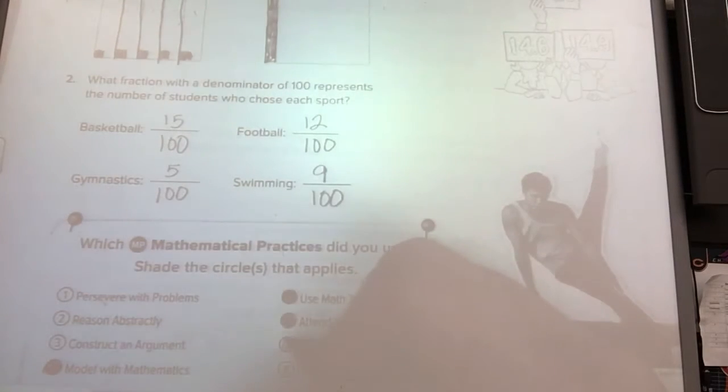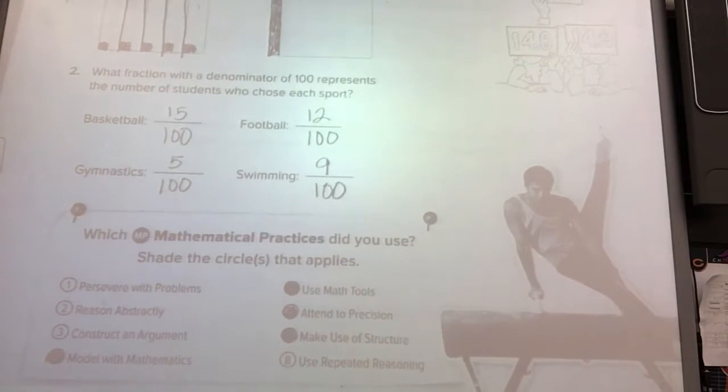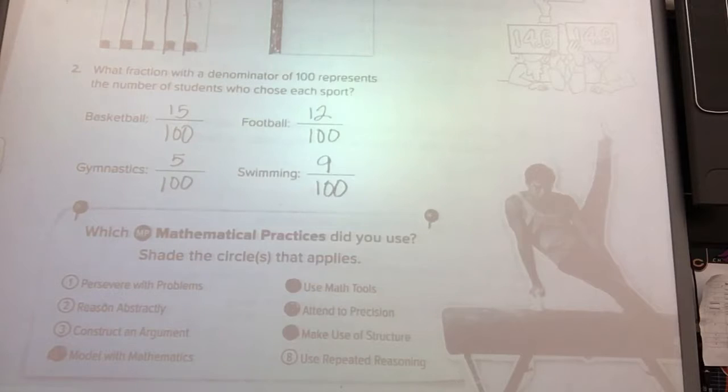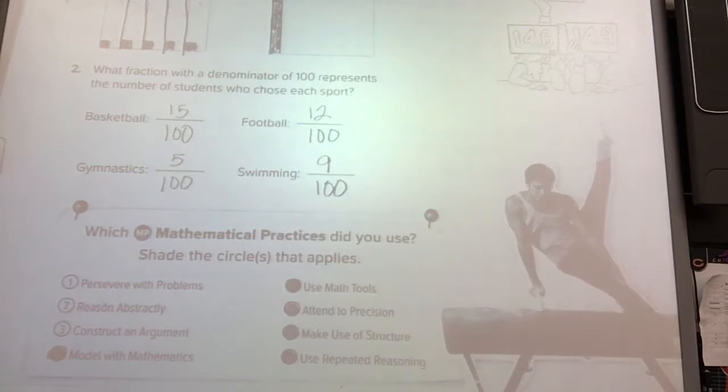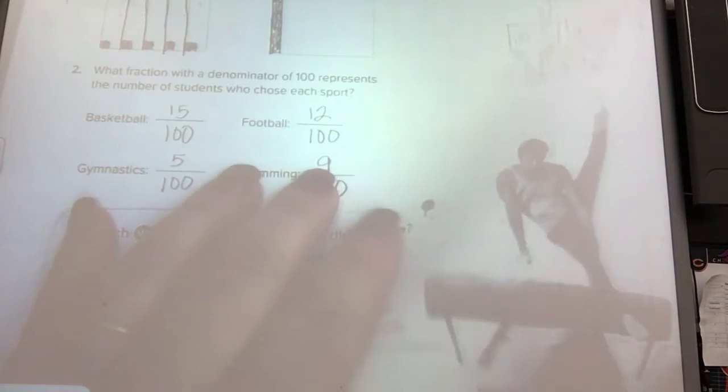And I think we made use of structure. I think that was a really good way to look at percents and fractions. I could argue we used repeated reasoning as well. If you're thinking that one, I agree, because we have to reason that each one is 100 and how many out of 100. All right, if you need to pause to catch up, please do so at any time. We are moving on to page 102.